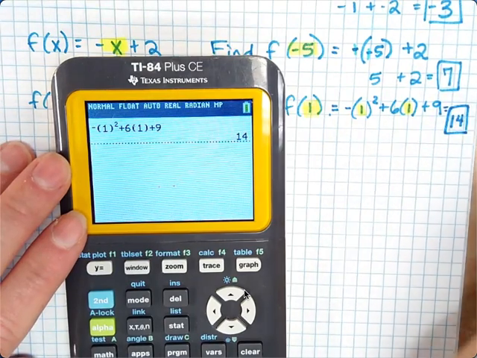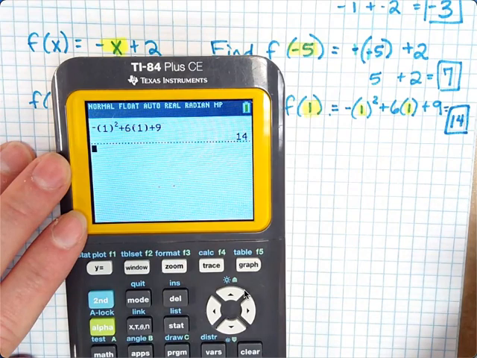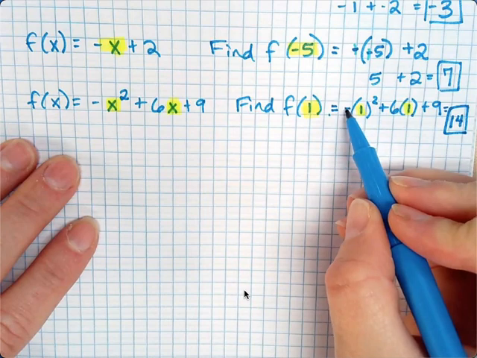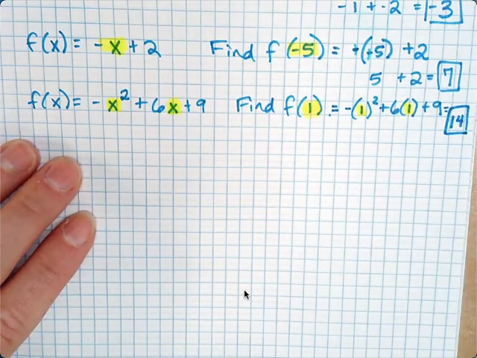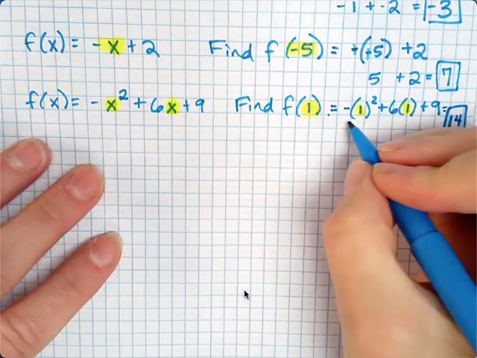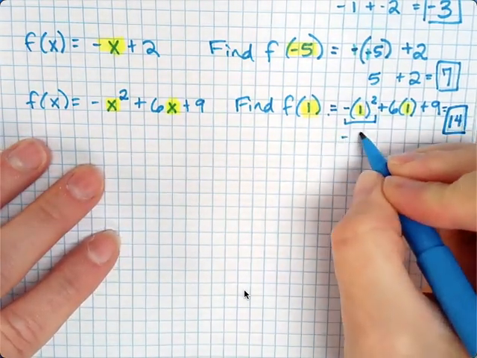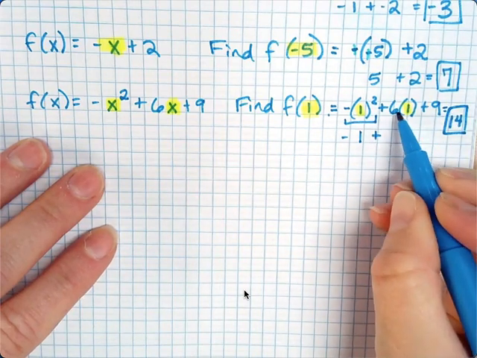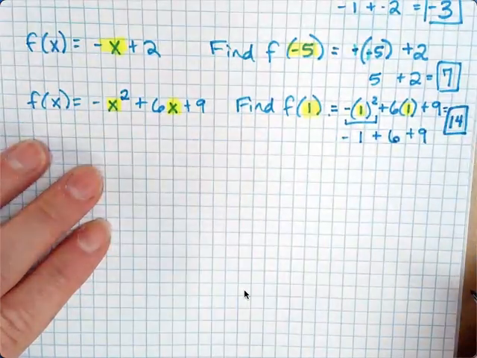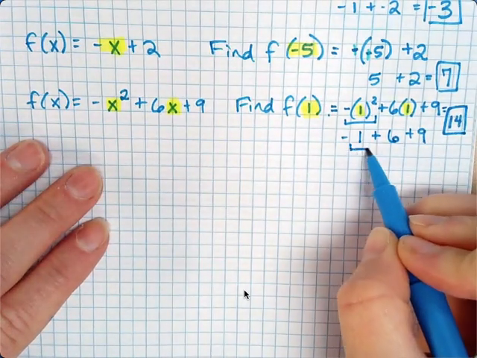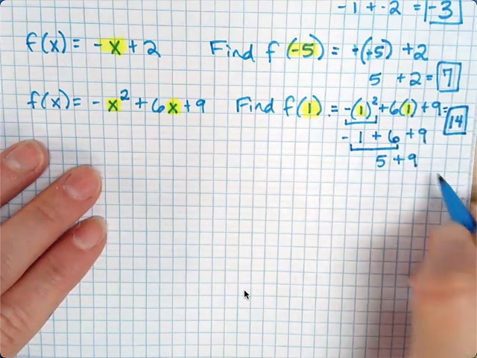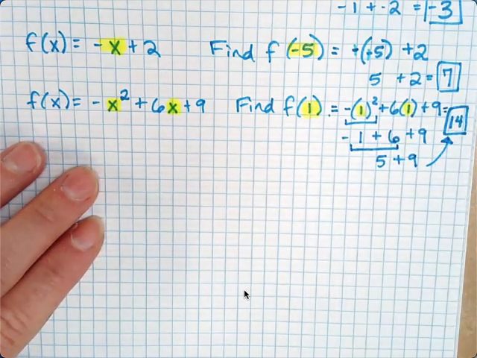Sometimes I wish a calculator would show you how it got to that answer. I can show you how we got to that answer. You have a negative here, but you follow order of operations, which says parentheses. There's nothing to do in there. Exponents. This is just 1, so it's negative and then 1, plus 6 times 1 is 6, plus 9. What is negative 1 plus 6? 5. 5 plus 9 is 14. You're welcome.